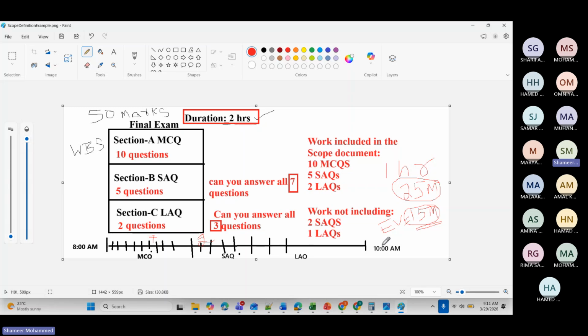That means all the multiple choice questions you should have completed, then at least 3 short answer questions. So this is called earned value management. To know your earned value, that is, how much work you have completed at a specific point of time. This is clear, students? Students, earned value management, is this clear?